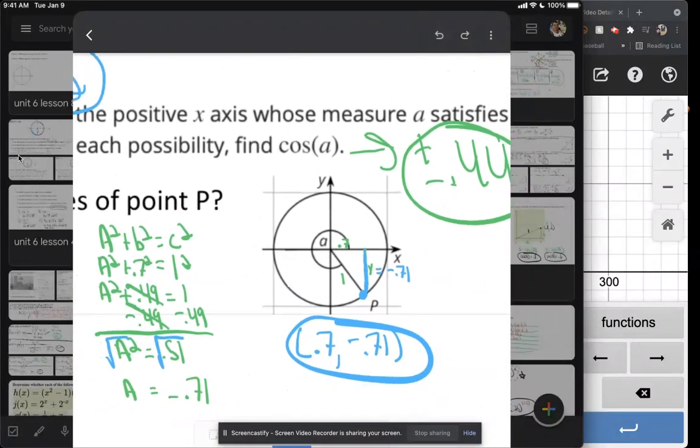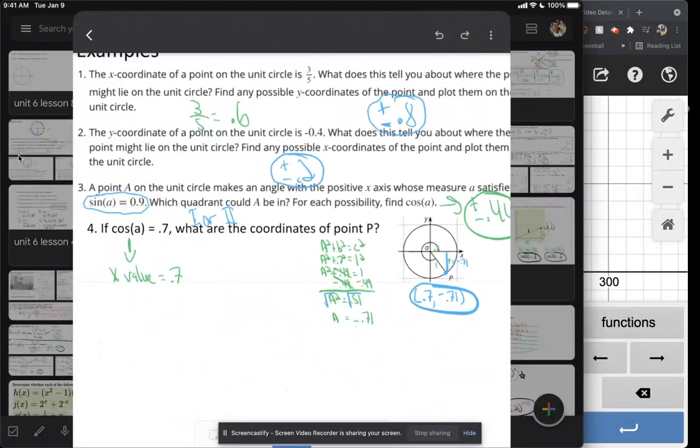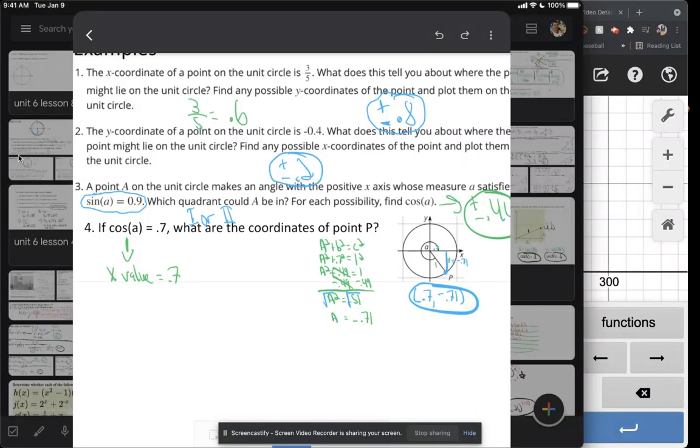It's really important you paid attention to this particular example, because this example is going to help you with your cool down tonight.